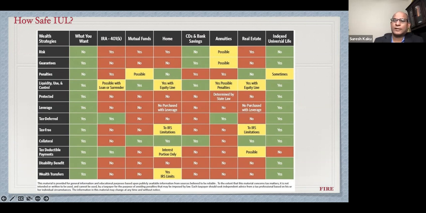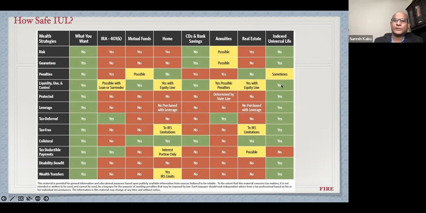So now let's look at the index universal life. Here, does it have a risk when the market goes down? No. Does it have any guarantees? Yeah, the zero is the hero, right? So when the market crashes, you won't lose money. Penalties? Sometimes, if you close the policy in the very early stage, there may be penalties.